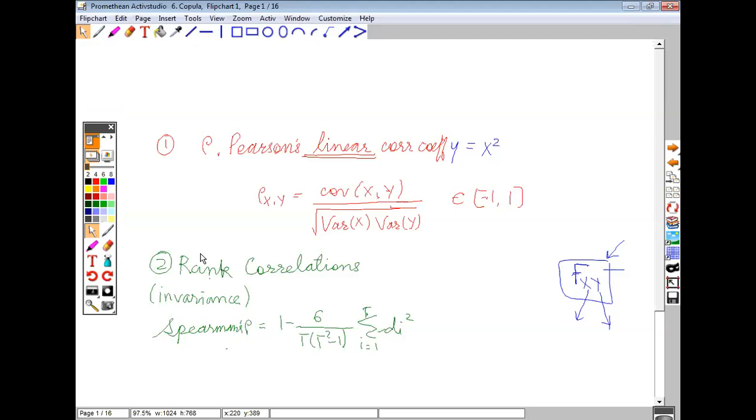Okay, so welcome to lecture 25 of our CS2 classes. And we started off with copula in the 23rd lecture.